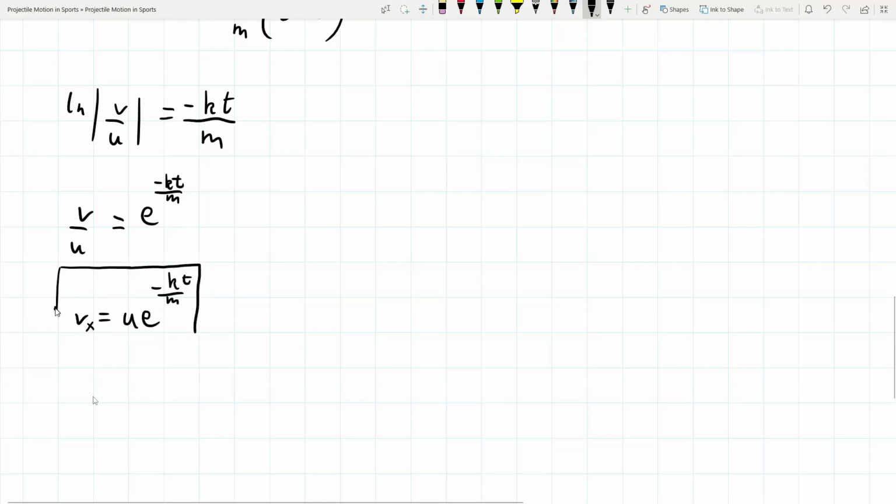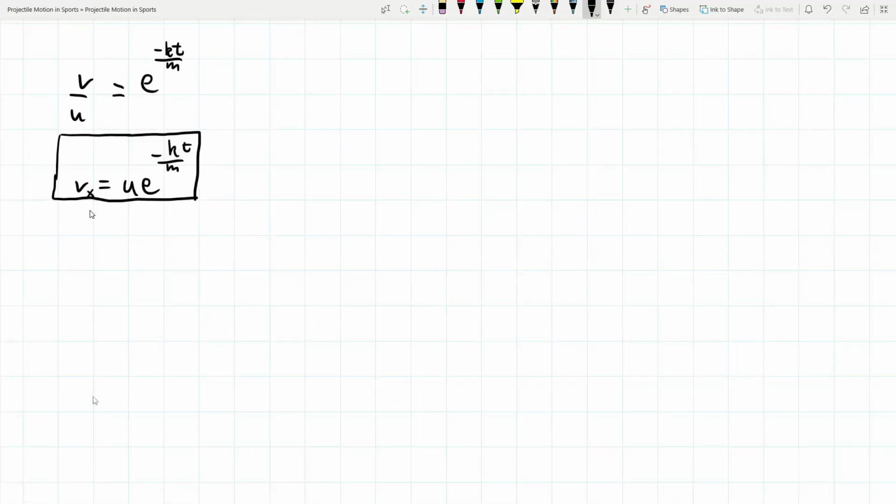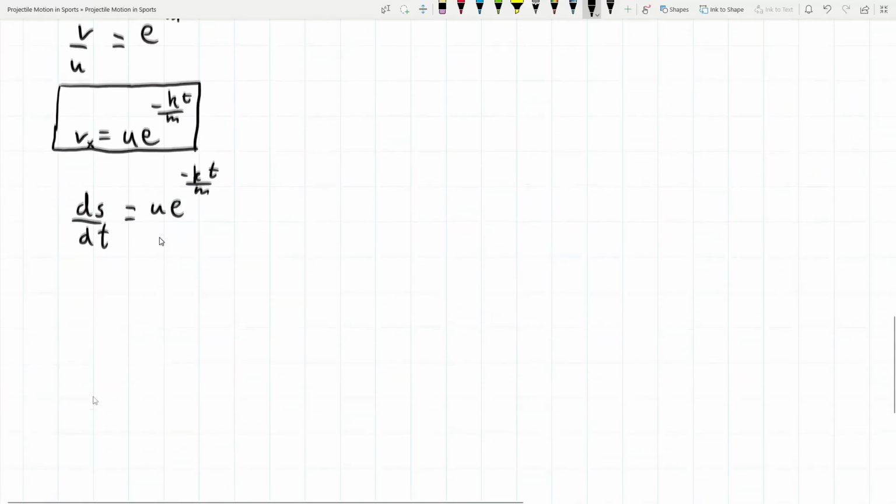So that's our first equation. This is for the final velocity in the x direction with drag. But as you know, velocity is the change in displacement with respect to time. So we can write this as ds over dt equals u e to the minus kt over m. So now we multiply both sides by dt and take the integral.